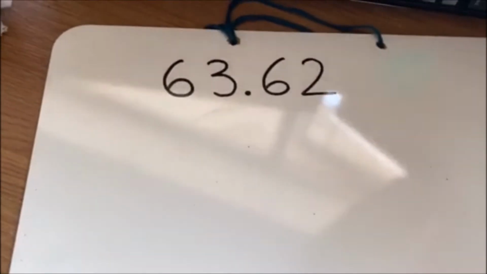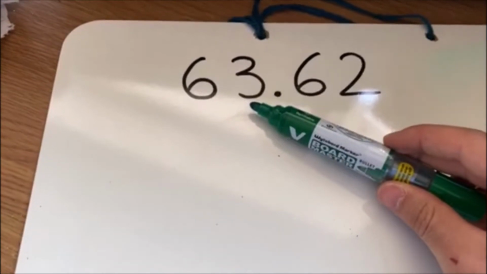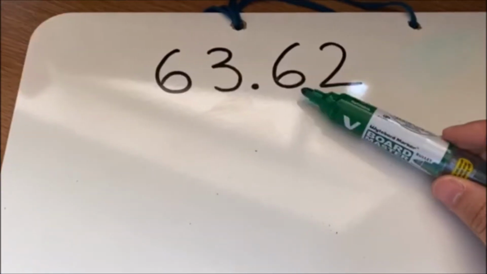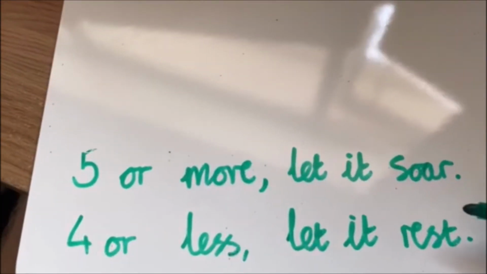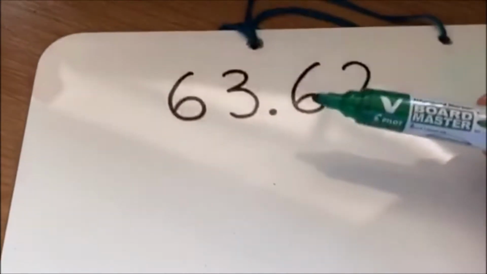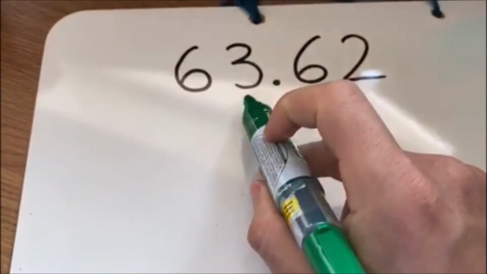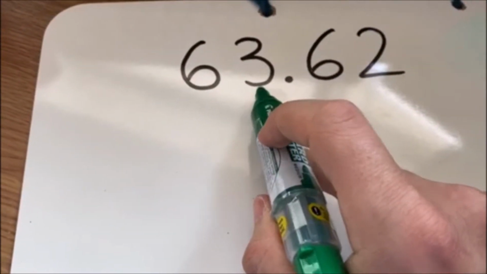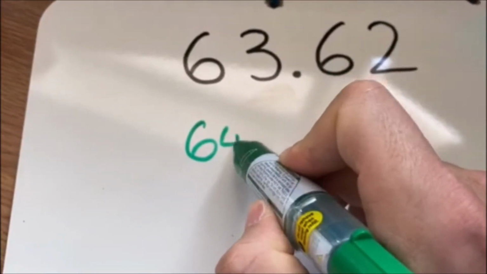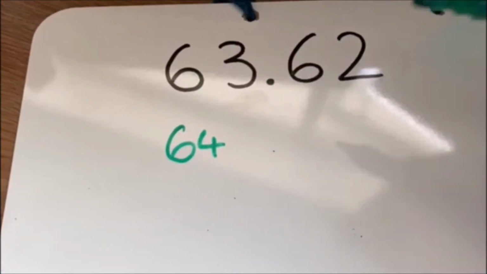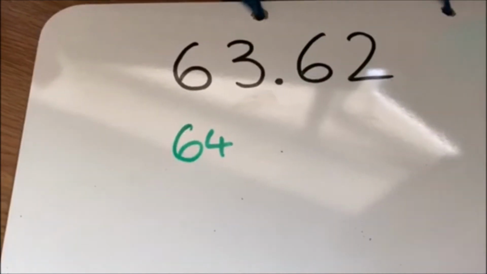When rounding decimals to the nearest whole number, we look at the ones column as it's a whole number, and then look next door to the tenths column. We then look at our rhyme: 5 or more, let it soar; 4 or less, let it rest. We know that 6 is more than 5, so we need to let it soar. So the next number up we need to round to would be 64. So that is 63.62 rounded to the nearest whole number, which is 64.